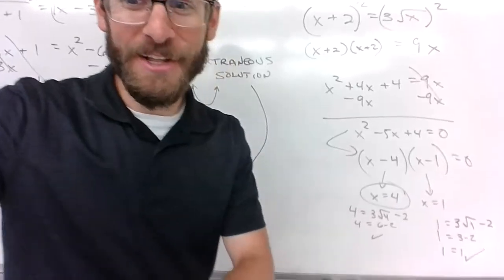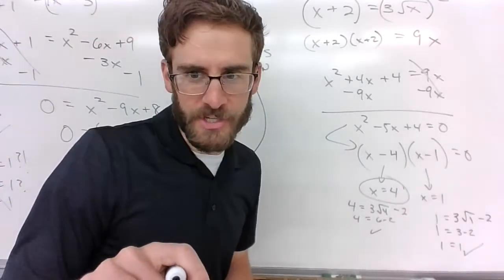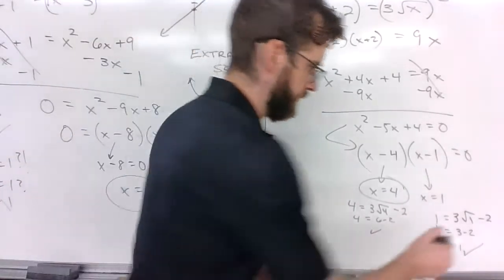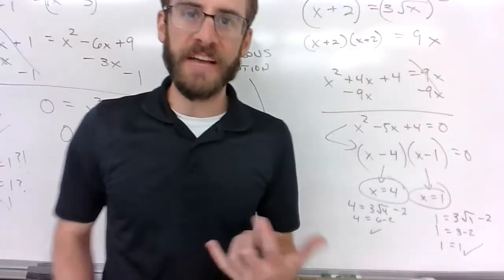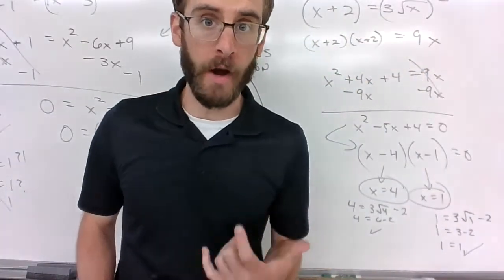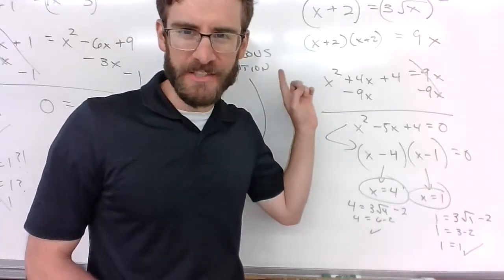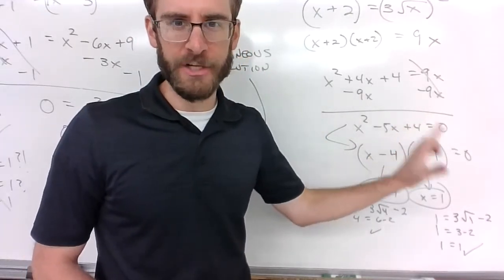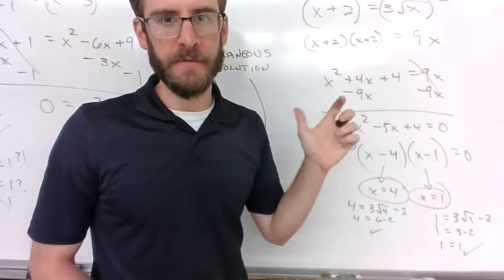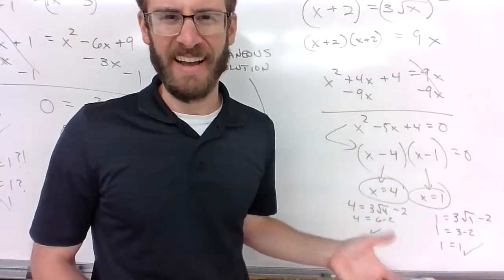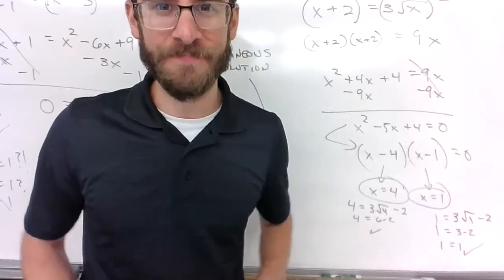So both of these solutions are good. They both check out. So you don't always have to have an extraneous solution every time you square both sides. I'm going to just hold off on that extra explanation for this one. There is another way, but it's kind of complicated, so let's just leave it.